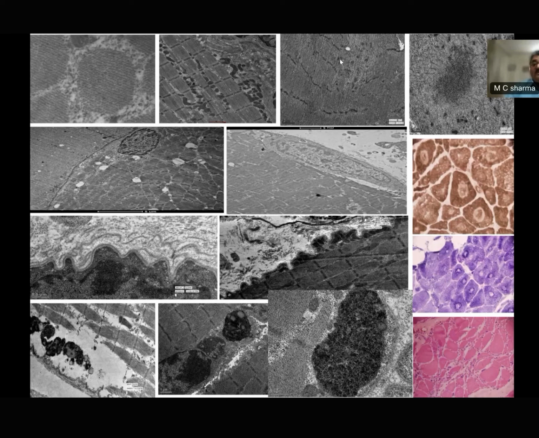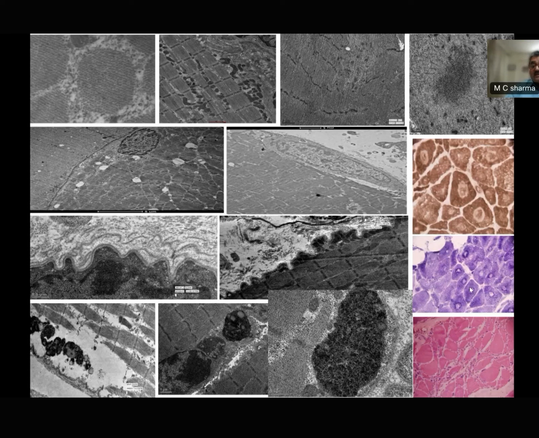Sometimes, for example, here there is destruction of the Z band, the streaming of the Z band. These are the cores. These are radiating fibers from the central part. One can say this is just like desminopathy, if you remember the desminopathies or desmin-related myopathies. But actually, this is a case of neurogenic atrophy. These are the targetoid fibers.